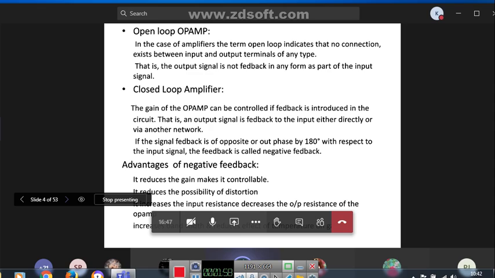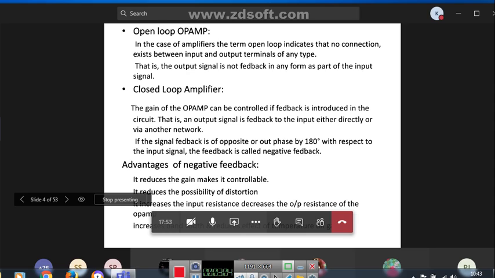See here. First of all, we will see what is the difference between open loop op-amp and closed loop op-amp. So open loop op-amp, in the case of amplifiers, the term open loop indicates that no connection exists between input and output terminals. So in the open loop op-amp, there is no connection between input and output terminals. That means there is no feedback from output side to input side. So the output signal is not fed back in any form as part of the input signal.